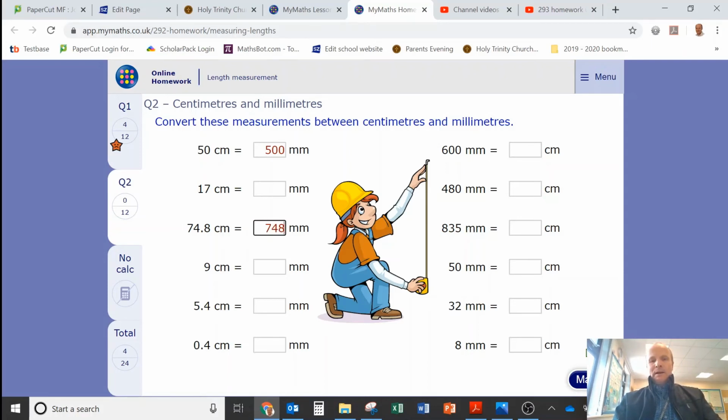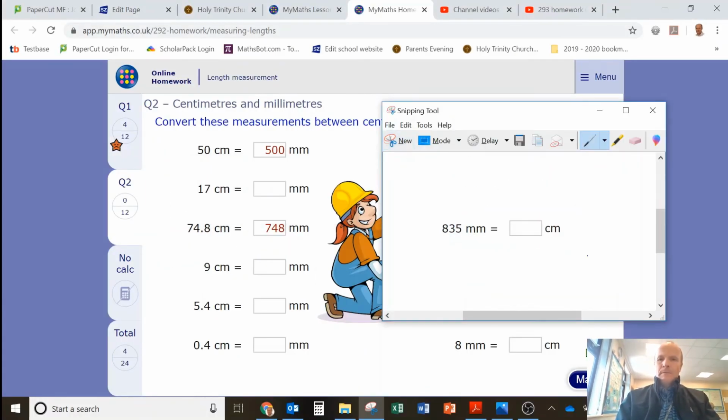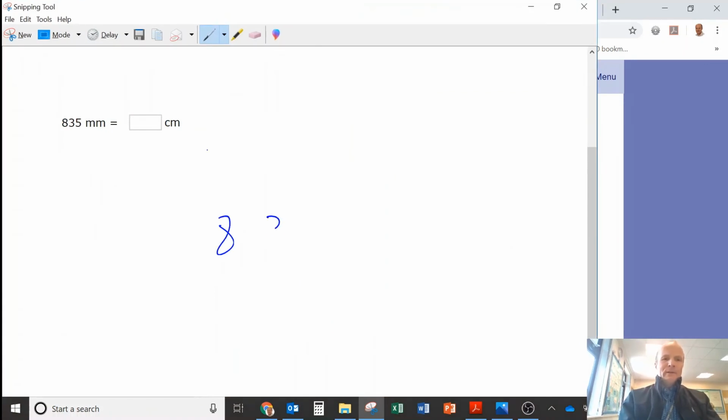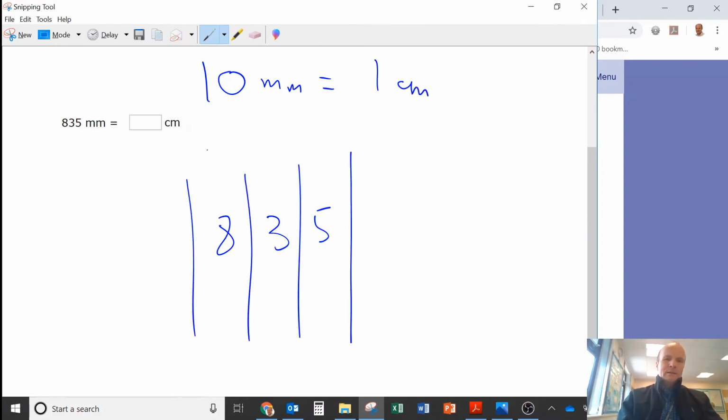Over here we're dividing by 10. Again, we don't want to be talking about taking zeros off, we want to be talking about moving digits. So I'll show you one of those. So here's one, we've got 835. We know 10 millimetres equals 1 centimetre. So we know we're going to be dividing by 10. Importantly, put a decimal point in to show where the ones are. The ones are on the left hand side of it. We're dividing by 10, so we put an extra column on the right hand side.